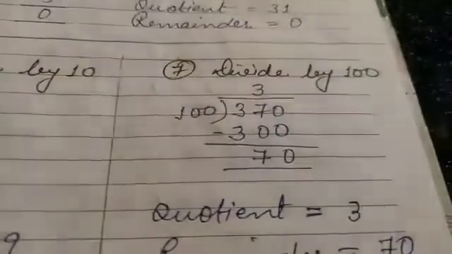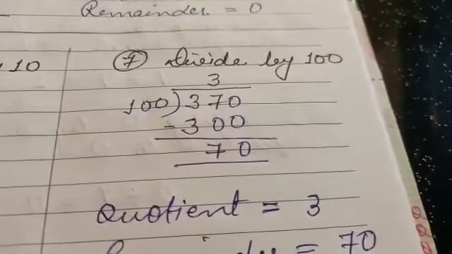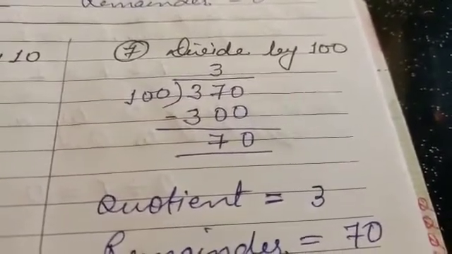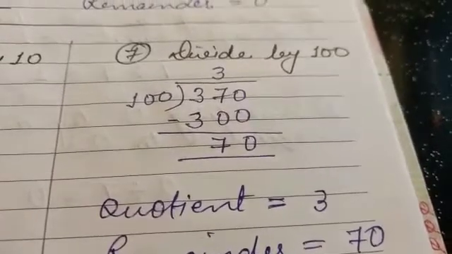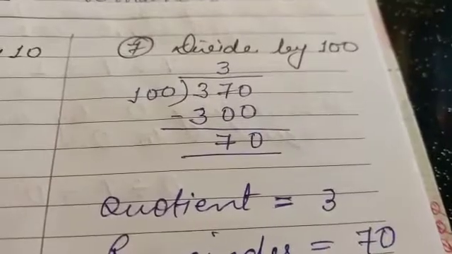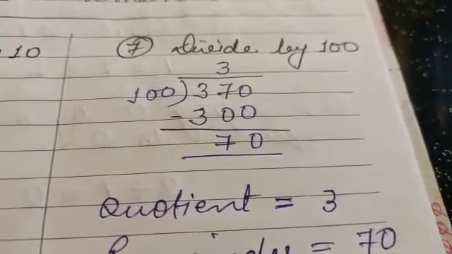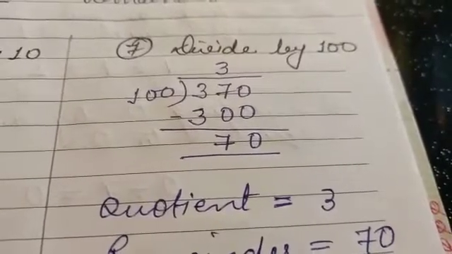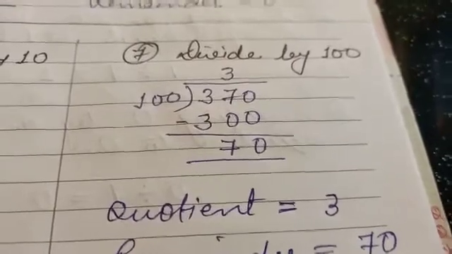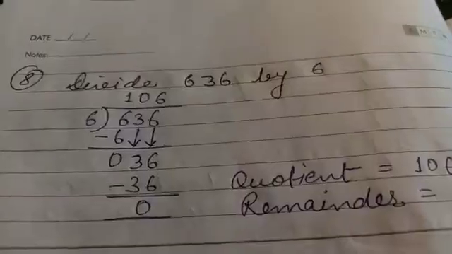In the same way, if we divide any number by 100, we will call the table of 100. Of course, in the table of 100, the numbers are three digit numbers. So it is 370 divided by 100. So it will be 100 threes are 300. So after subtraction, we are getting 70. So the quotient is 3 and the remainder is 70.